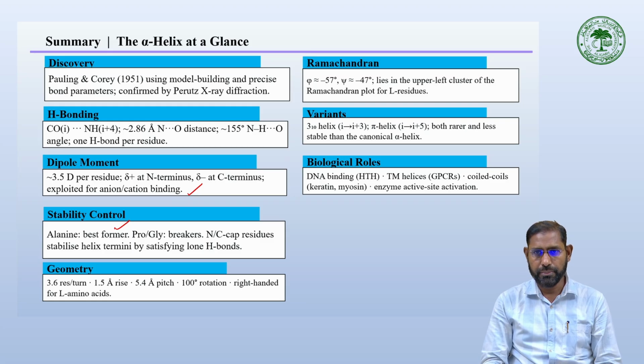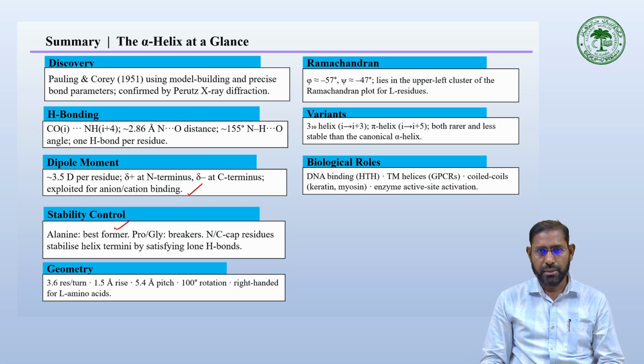Then we have the transmembrane helix for the transportation of ions in ion channels and all that. Then the coiled coil, like in keratin and myosin, for strength in muscles and proteins, giving very strong binding. Then also enzyme active site activation, because this helps bind the receptor's ligand to activate the substrate and enzyme activators. Thank you so much.